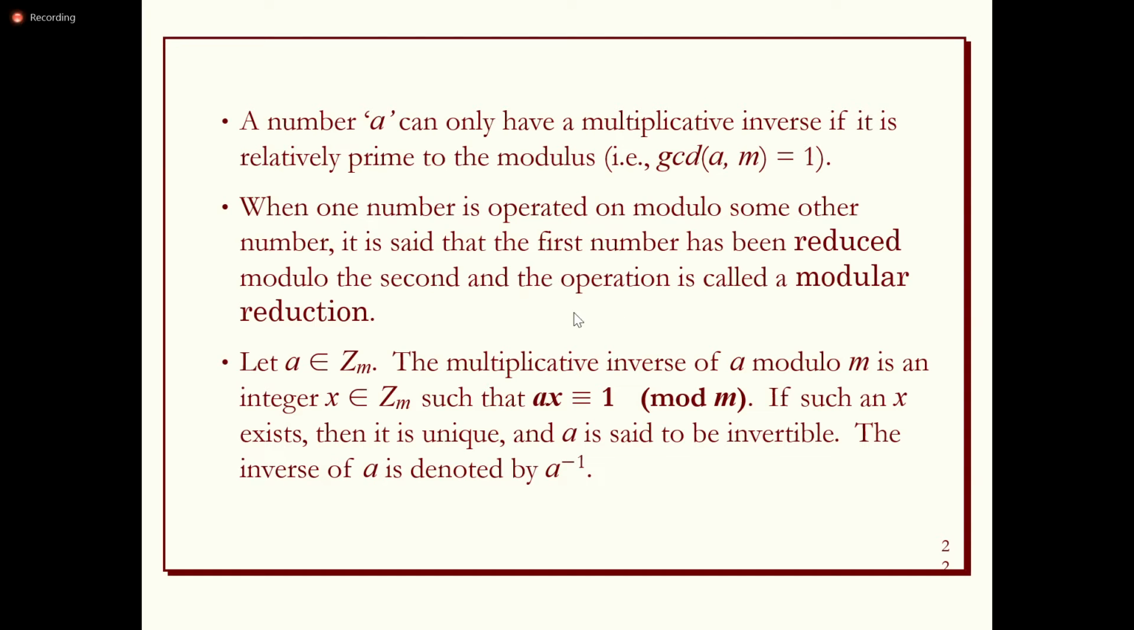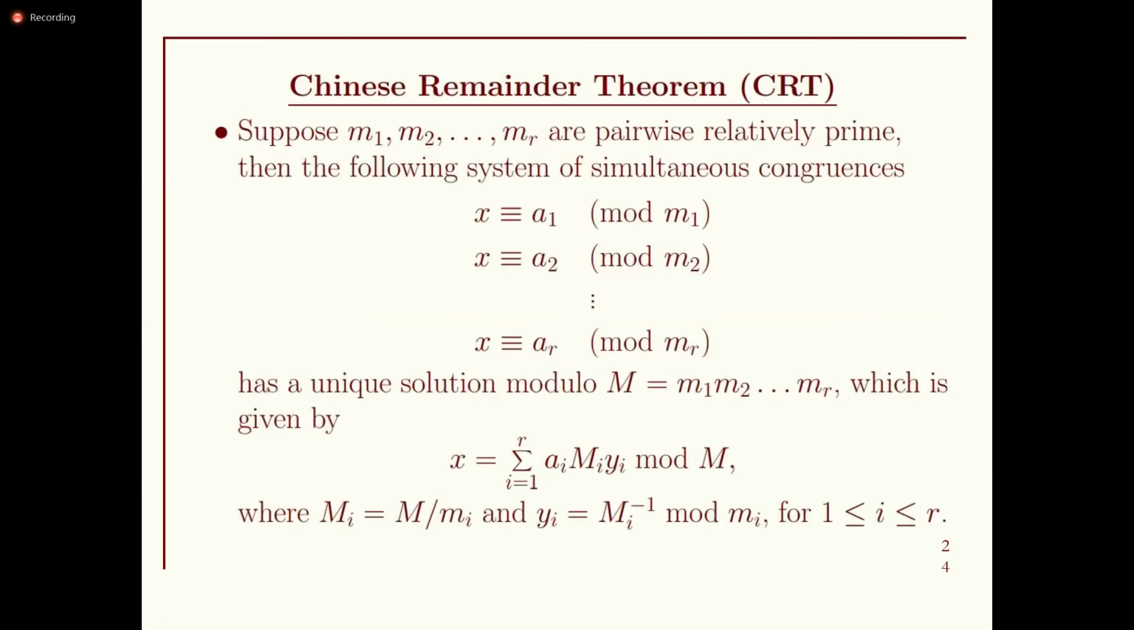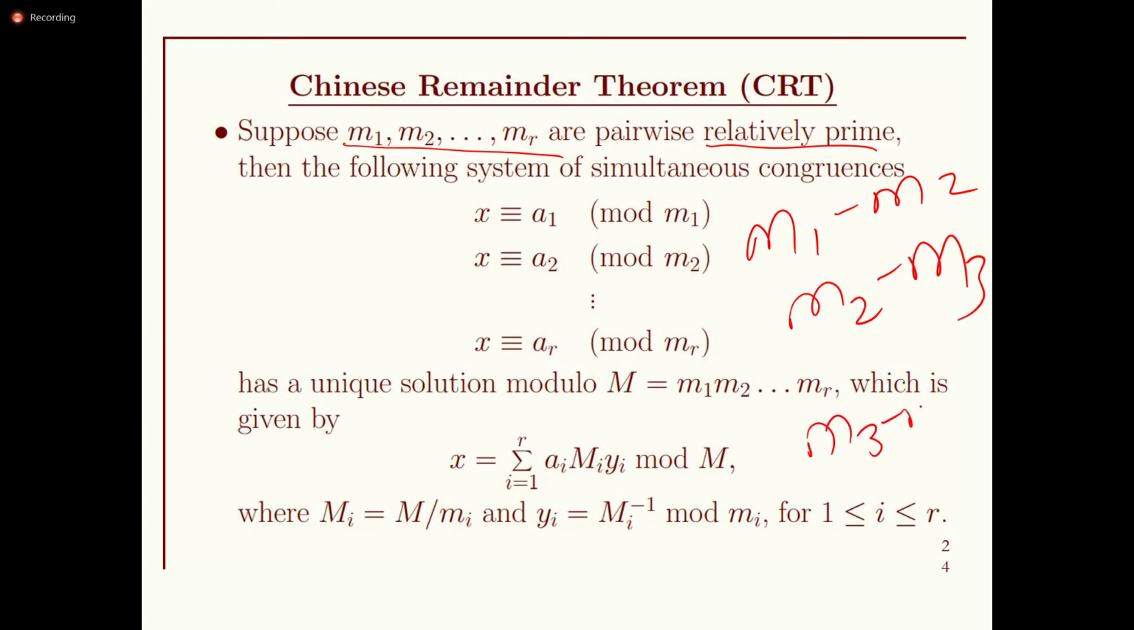In today's class, we'll discuss the Chinese remainder theorem. The Chinese remainder theorem is also part of number theory, which is useful for asymmetric encryption algorithms. The theorem states that, suppose there are numbers M1, M2, and so on up to MR, and these numbers are pairwise relatively prime. Means M1 is relatively prime to M2, M2 is relatively prime to M3, M3 is relatively prime to M4, and so on.